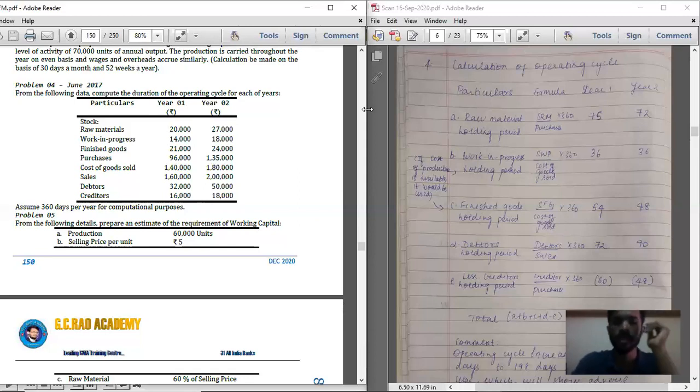One problem is more than enough. It is a very easy concept. So now we'll see what this operating cycle is and how to calculate the total number of days required to rotate these funds. Basically there are four types I told you, no? Raw material, work in progress, then finished goods and debtors.